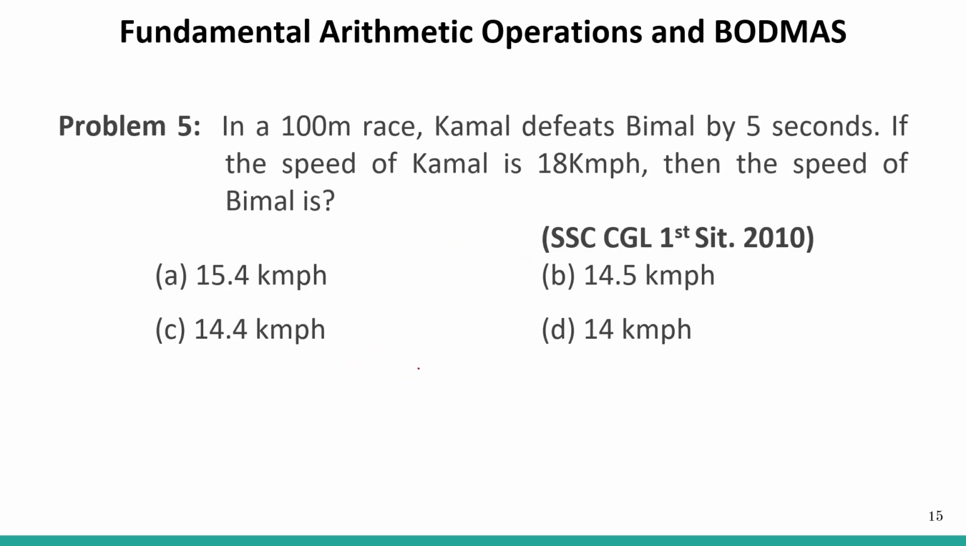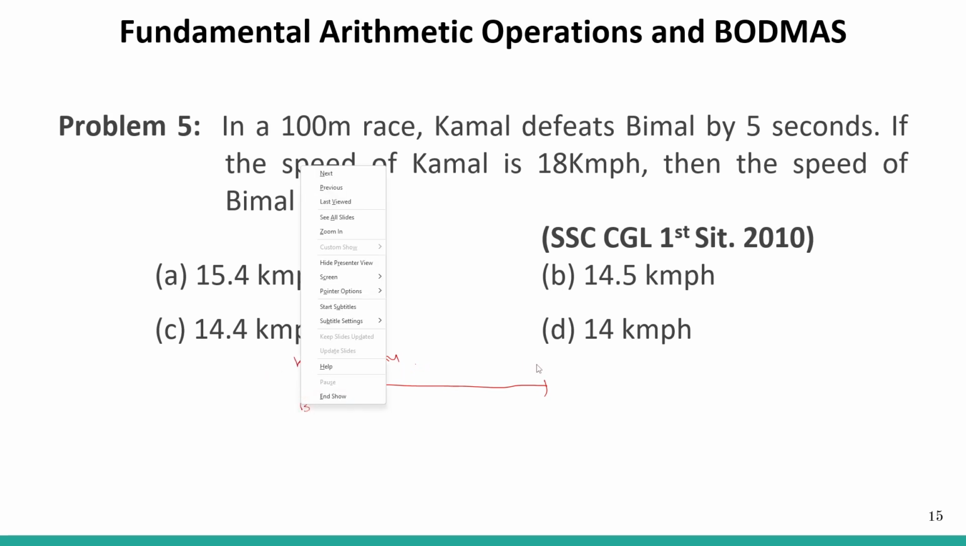Okay, so let's see problem number 5. In a 100-meter race, Kamal defeats Bimal by 5 seconds. So if the speed of Kamal is 18 km per hour, then what is the speed of Bimal? So what we have here is a 100-meter race. And Kamal defeats Bimal.